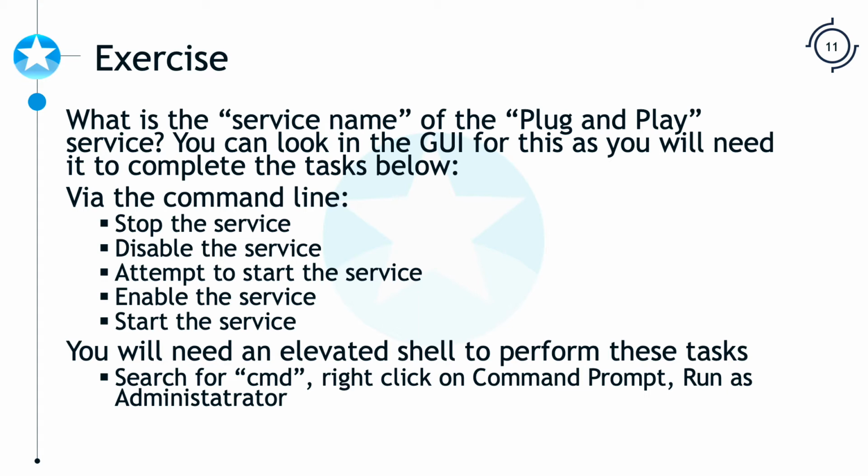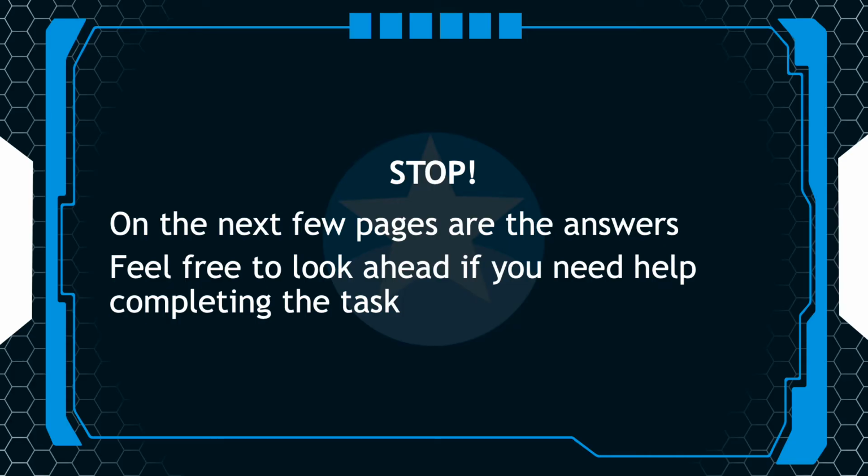Now, to perform these tasks, you will need an elevated shell, an elevated command prompt. So search for CMD, right click, click Run as Administrator, then when prompted for UAC, click Yes. When you do this, your prompt should say Administrator at the top in the title bar. So stop now and go through this exercise, attempt to solve these challenges, and then when you're ready, come back.